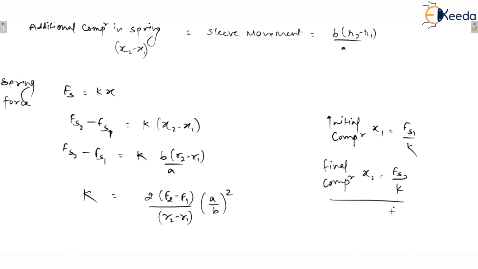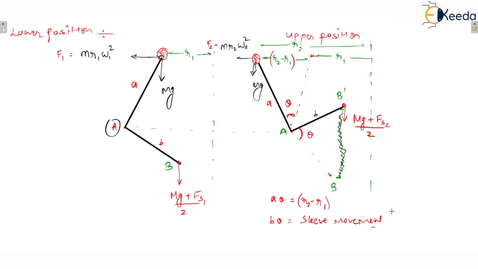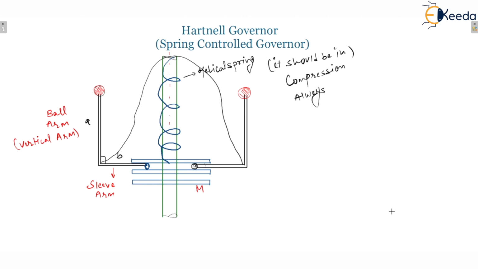So this is your Hartnell governor concept. I hope you understand what is happening here, because numerical questions are generally asked on the Hartnell governor. Once you know the procedure for finding the values, you will be able to solve the questions whether they are objective type or conventional type. It doesn't matter. You can practice questions, and you'll be able to solve questions on the Hartnell governor now. Okay, thank you.